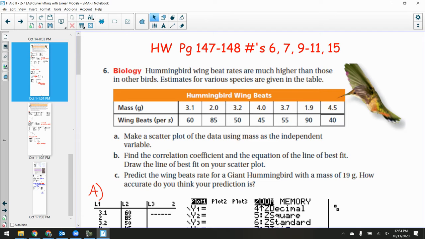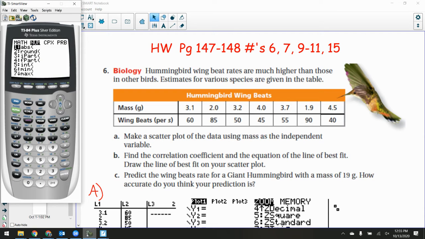So this first problem is about hummingbirds, right? Hummingbird wing beat rates are much higher than those in other birds because they look like they're hovering in midair, right? Estimates for various species are given in the table provided. We've got masses along the top and then wing beats per second along the bottom. So my x value is going to be the mass and my y value is going to be the wing beats per second. All right, so first thing I want to do is make a scatter plot.